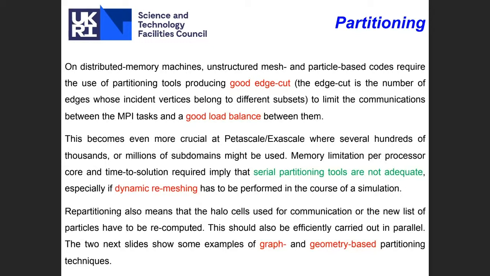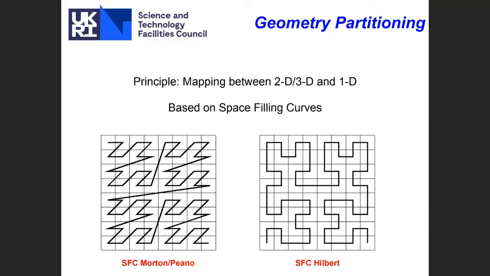So there are two types of partitioning: graph-based or geometry-based partitioning techniques. Here is an example of a geometry partitioning technique. Imagine this 2D case. The idea is to go from a 2D or 3D array to a 1D array. So you go through all the cells and list all the cells in one 1D array.